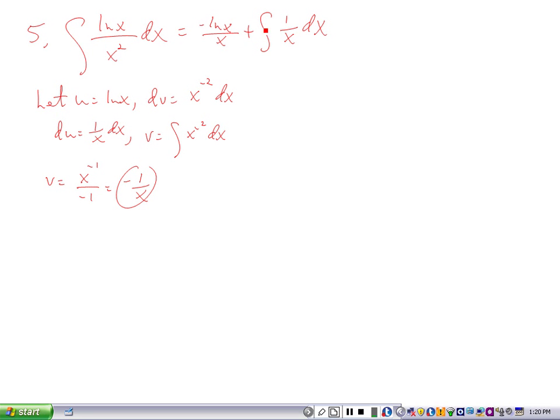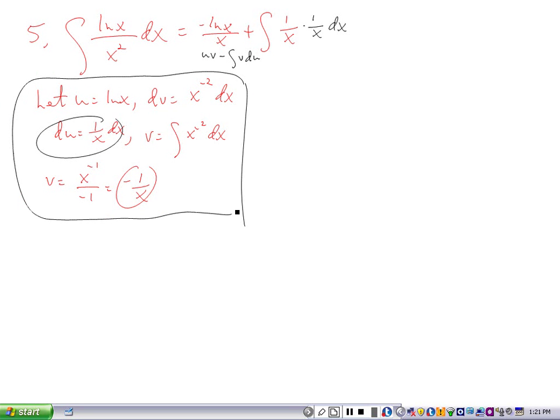This is uv minus the integral of v du, and du has a 1 over x there. Let's put that in there, dx. That's 1 over x dx. And so we have negative the natural log of x over x plus the integral of 1 over x squared dx.